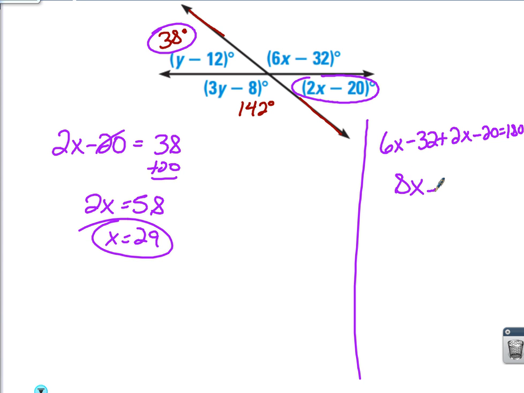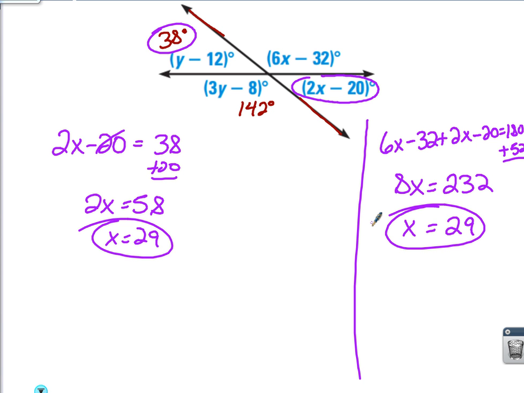6x's and 2x's gives me 8x's, minus 32 and minus 20. Let's move it to the other side by doing plus 52. That'd be 232. Divide by 8 gives you 29. Same answer either way, except for this way, you didn't have to deal with such big numbers.